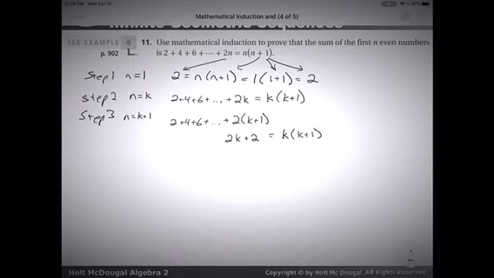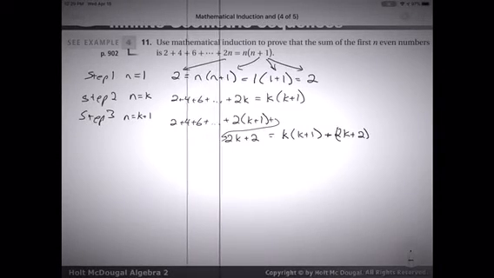times k plus 1, and then we're going to add one more to that. And so that one is going to be 2k plus 2, because that's what we're adding to both sides, right? So we added a 2k plus 2 to both sides.